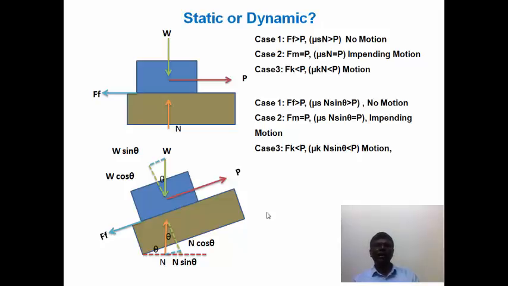And then in case 1, the friction force is greater than the applied force, then no motion. Again, in case 2, if the friction force is equal to the applied force, there is impending motion. Case 3, the kinetic force is less than the applied force in the kinetic regime, and then the motion happens. So that's a very important aspect.